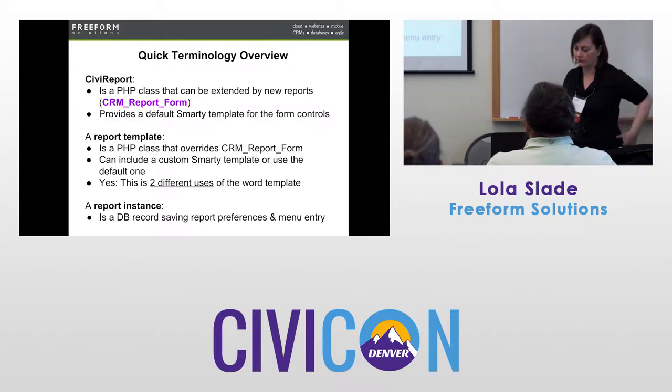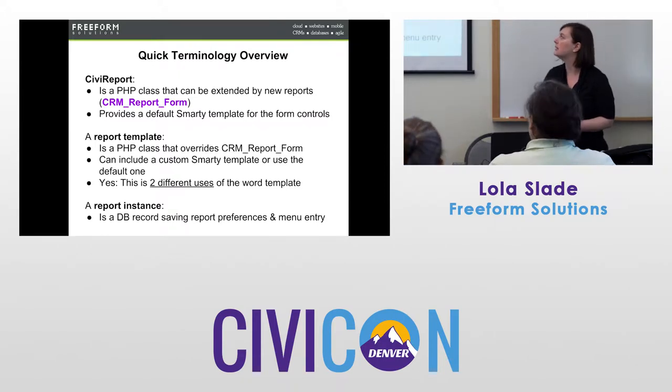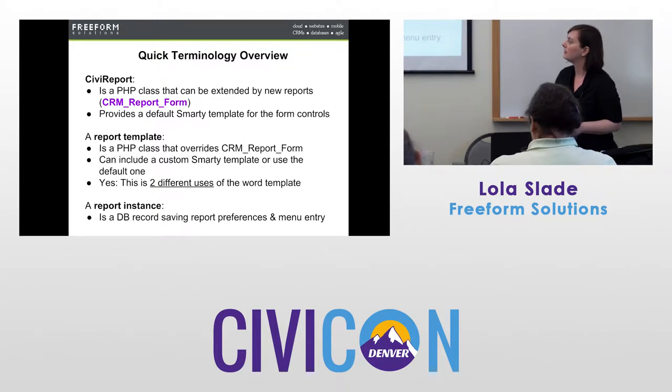Quick terminology overview. CiviReport is a PHP class. Basically, that's what it is. It's a class that can be extended by new reports. That's called CRM report form. It provides a default Smarty template for the form controls area, for the grid area, for a bunch of other features. It provides services to subclasses. And so in that way, it provides a framework for creating new reports.